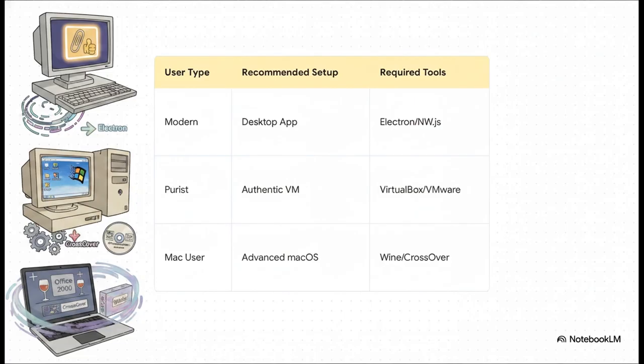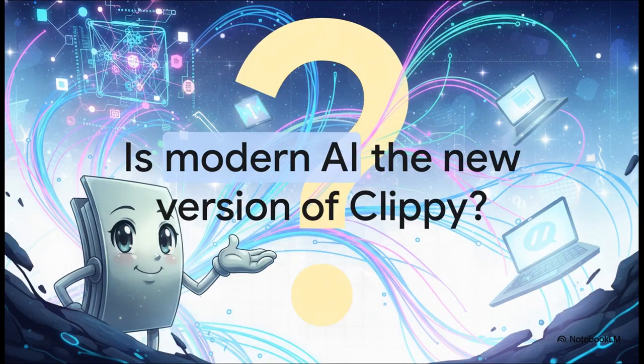Honestly, you might want to take a quick screenshot of this slide right now. Think of this as your ultimate cheat sheet to pick your ideal setup for this weekend's tech project. If you're the modern user who just wants a quick nostalgia hit, grab an Electron or NWJS desktop recreation app. If you're the purist, fire up VirtualBox, install Windows XP and Office 2000, and bask in flawless historical accuracy. And if you're the Mac user looking for a native feel without a full VM, dive into CrossOver or Whisky. It's really that simple.